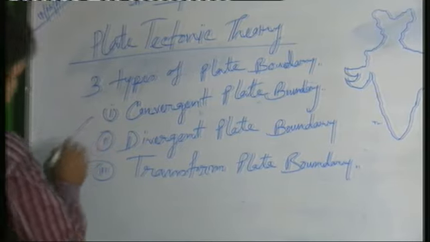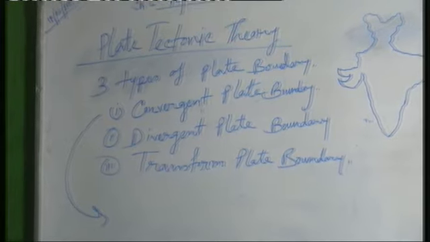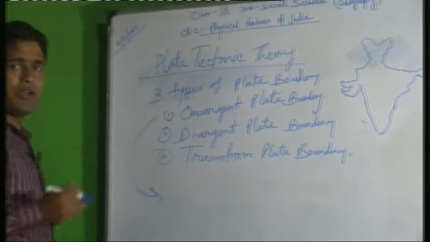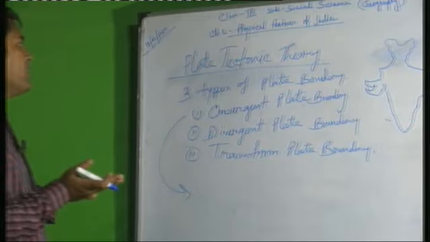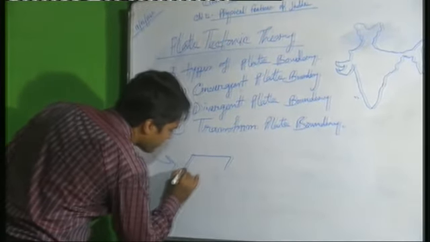Now, first one, convergent plate boundary. What is a convergent plate boundary? Convergent means when two plates are coming to each other.